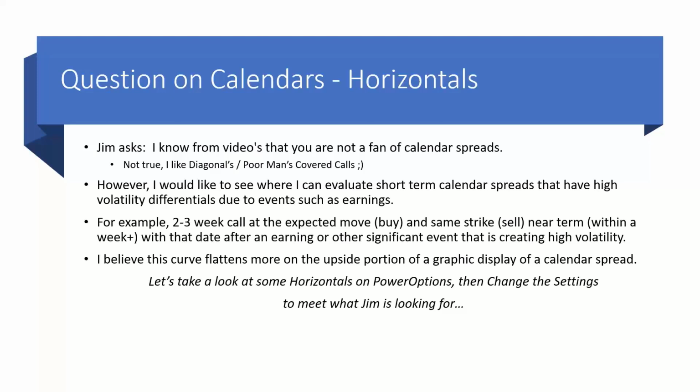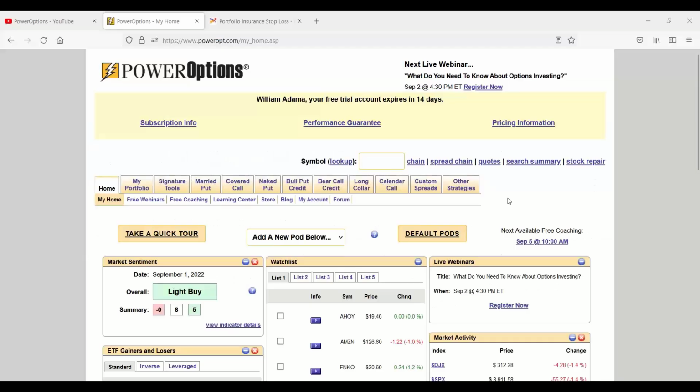All right, so let's go ahead now, and I know I just came back here for one slide, but let's navigate over to Power Options for Jim. Let's follow the steps where he can do what he's seeing and see if we can do any type of analysis on what we would be looking at. We're just going to navigate, Jim, right over to calendar call spreads, and go right into the search tool.